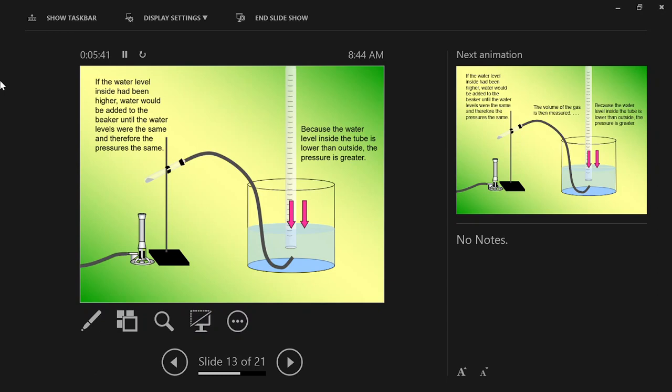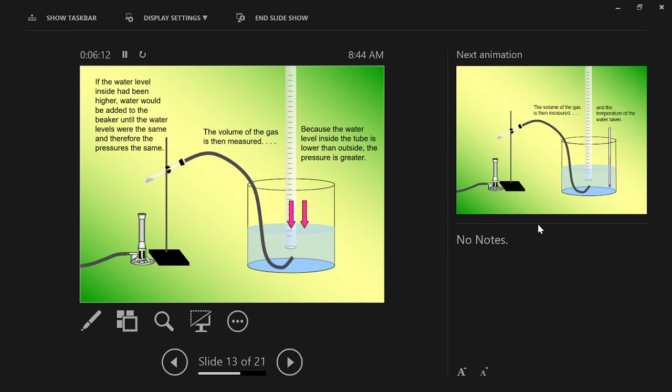If the water level had been higher inside the gas collection tube, we would then add water to the whole system, into this beaker, or whatever it's called, like a trough. We call it a pneumatic trough, full of water. We would add water until the levels were the same. So the key thing is to make the two water levels the same. Water in the tube and water out of the tube have to be the same, or we can't do the calculation.